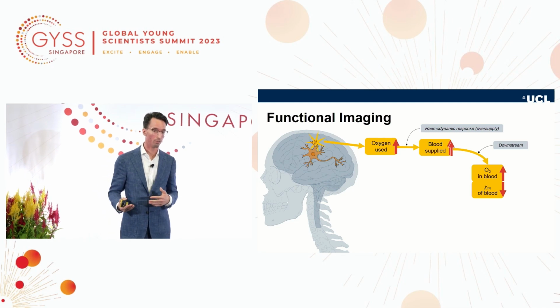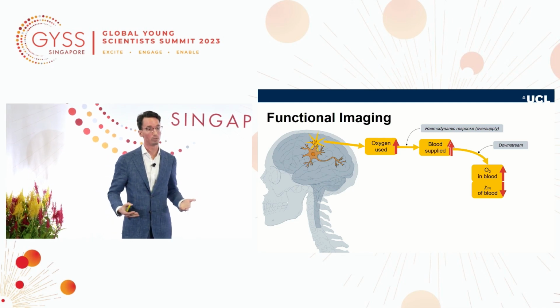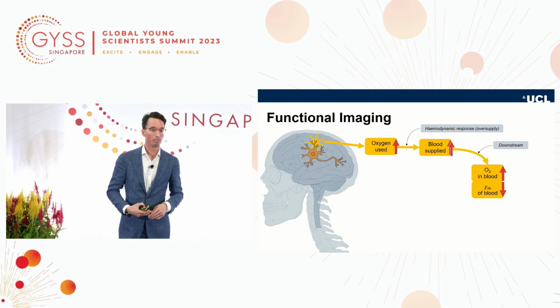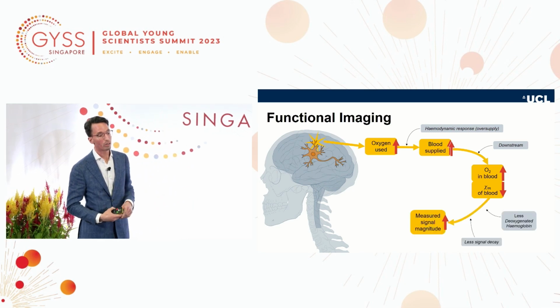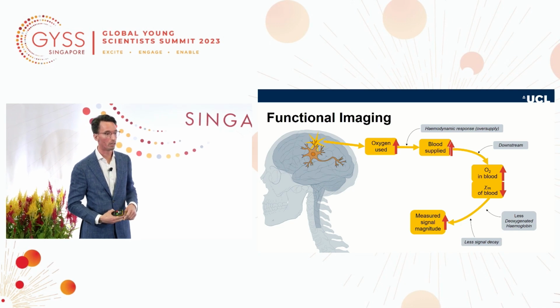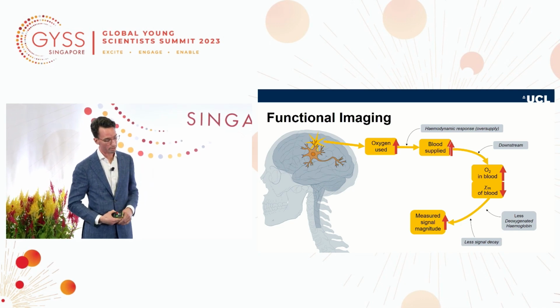The oxygen of the blood that flows out of these regions in turn increases because there's more supply than is being used. And as I mentioned, because deoxyhemoglobin, or deoxygenated blood cells, have a lower susceptibility, it decreases the susceptibility of blood. And this in turn increases the measured signal magnitude because it decreases the dephasing or decay of the signal.